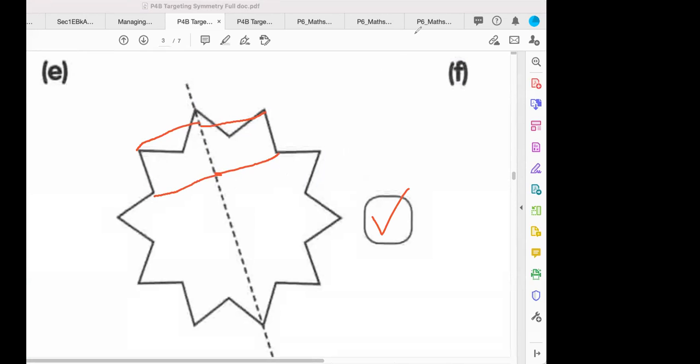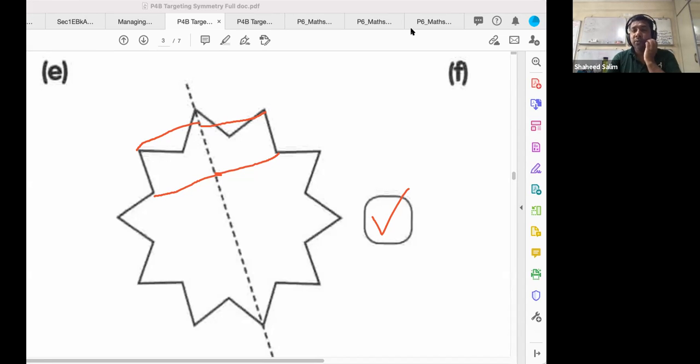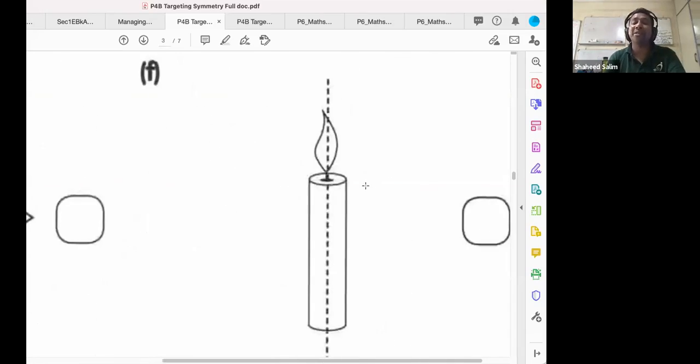Can I go to the toilet? Go. Who is that? Naimi, I can't even see you. If you go to the toilet also, I don't know. But yeah, that means she's concentrating.